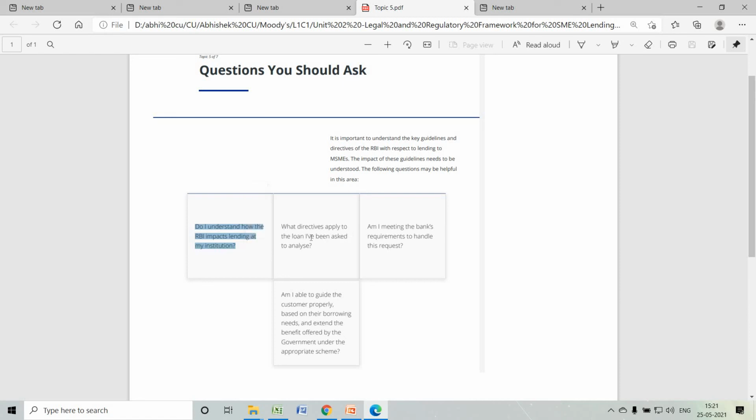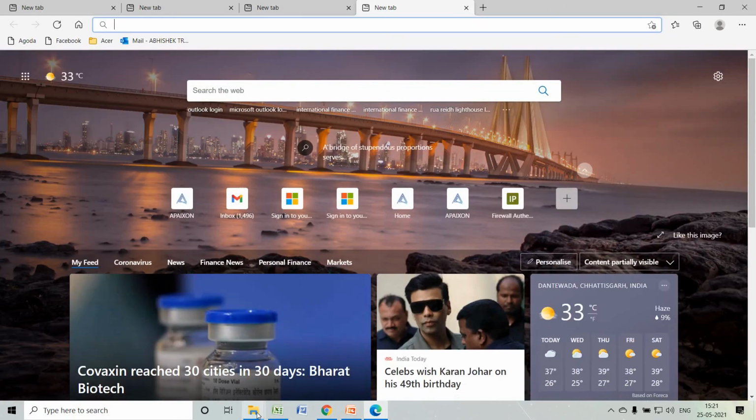Now what directives apply to the loan I have been asked to analyze? If there is any directive, you have to identify those directives for the particular type of loan which has come to you as a credit manager. Then, am I meeting the bank's requirement to handle the request? So are you able to meet that requirement? Then, am I able to guide the customer properly based on their borrowing needs and the extent of the benefit offered by the government under the appropriate schemes? So these are the things you should keep in your mind.